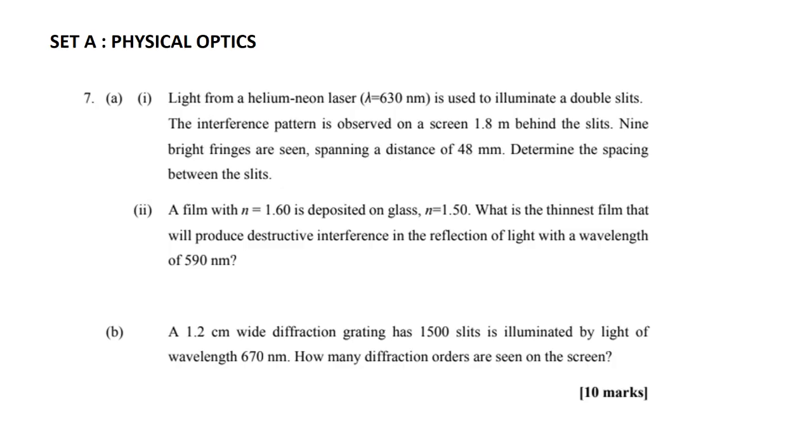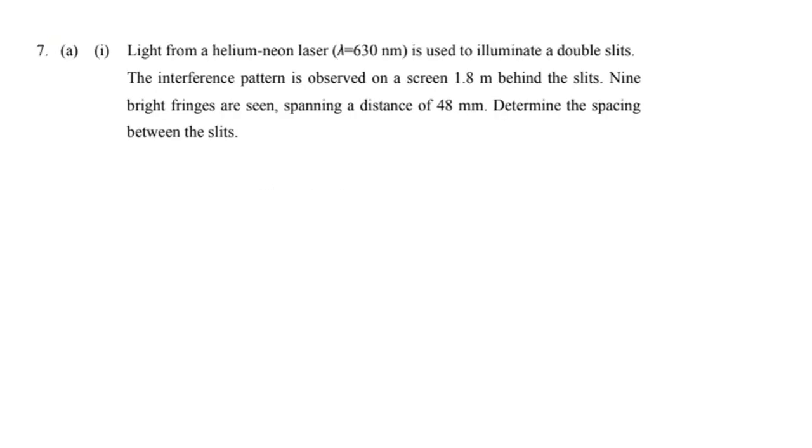Question number 7. Physical optics contributes to 10 marks. 7A1, light from a helium neon laser, lambda equals 630 nm, is used to illuminate a double slit. The interference pattern is observed on the screen 1.8 meters behind the slits. 9 bright fringes are seen, spanning a distance of 48 millimeters. Determine the spacing between the slits.